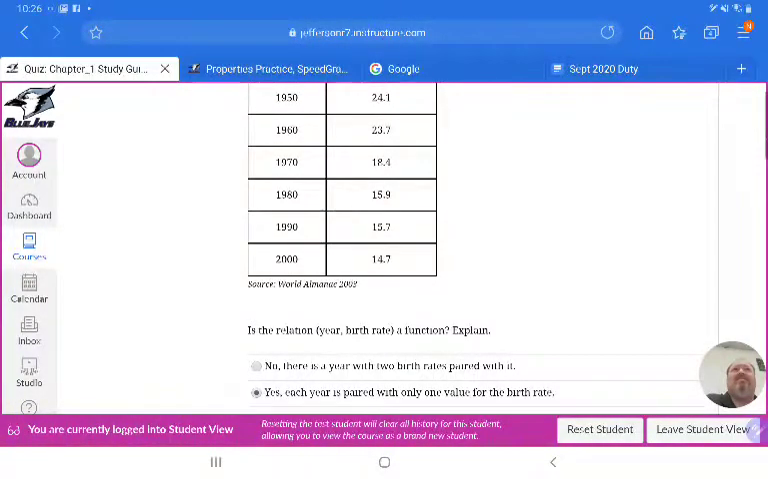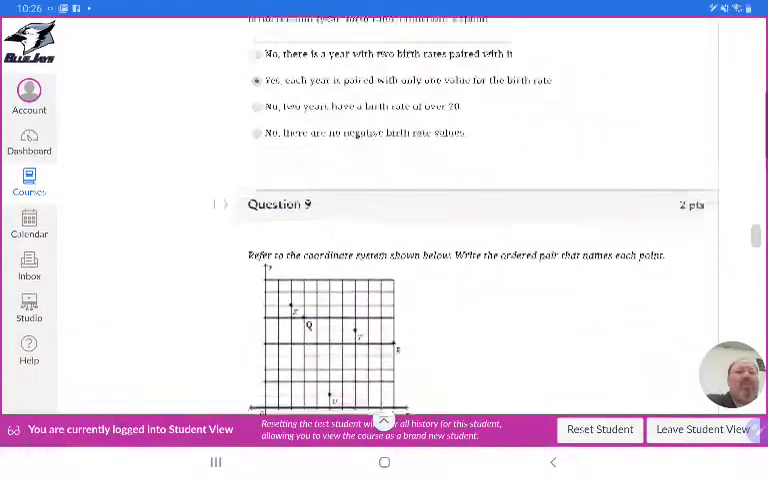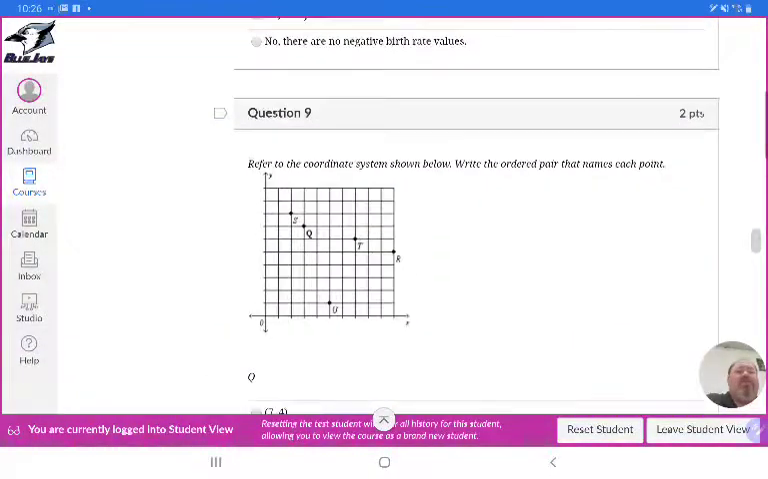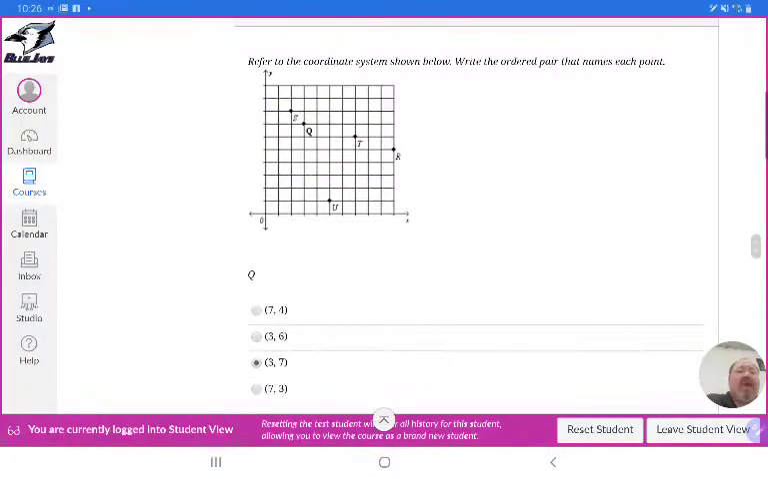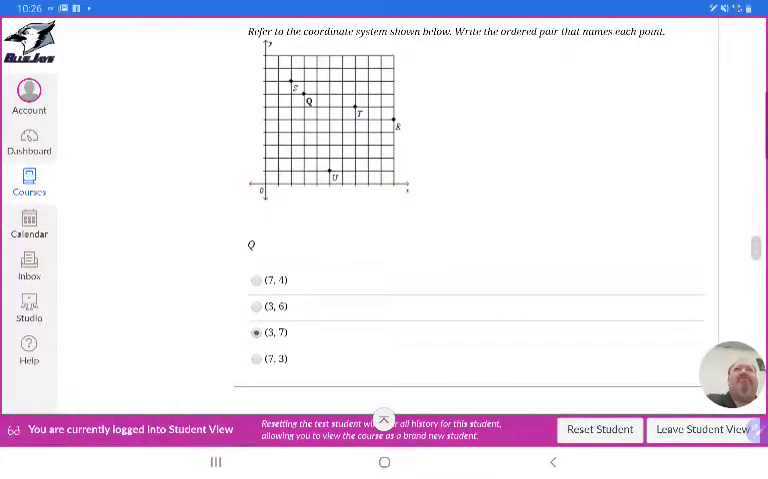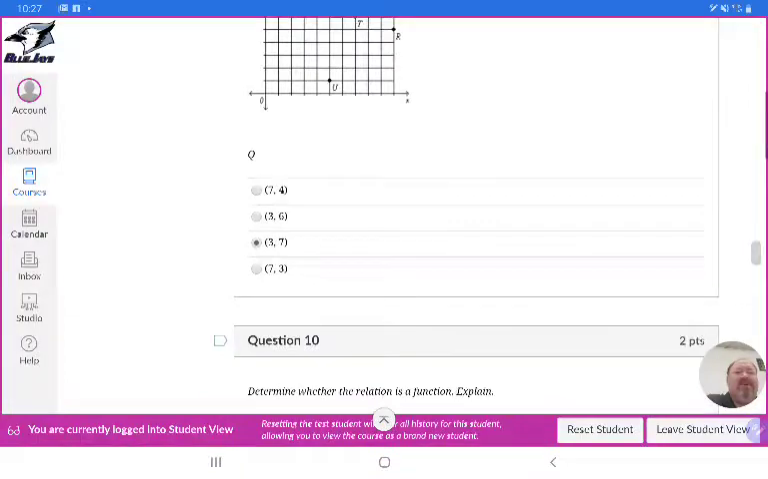Make sense? All right. Question 9. Refer to the coordinate system shown below. Write the ordered pair that names each point. So point Q. Do X, then Y. What do you get? 3, 7. 3, 7. Very good. 3, 7.